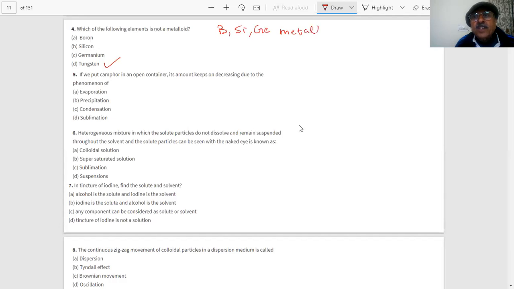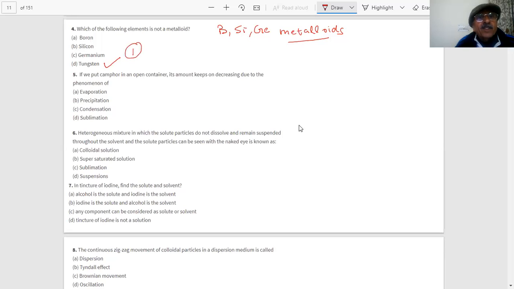What are metalloids, students? Those which have properties intermediate between metals and non-metals. Yes, sir. Those elements are called metalloids. And you know, silicon chips, you already know. Boron, silicon, germanium are in great use, students, as semiconductors and find excellent use in electronics.